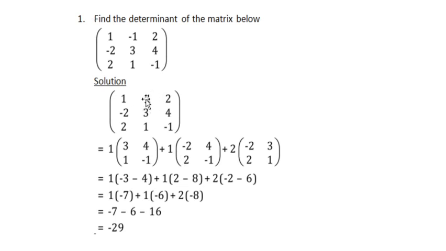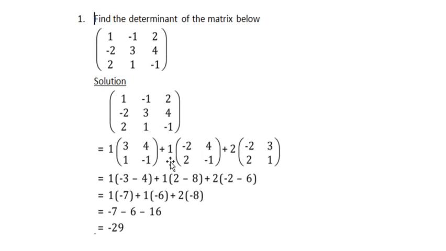Then you go to the next, minus 1. Remember the sign here is negative, so negative times negative is the positive 1 we have here. Then you cover this row and this column, so the elements that will be left are minus 2, 2, 4 and minus 1. Then the last element in the row is 2. You cover this row and this column, and you are left with minus 2, 2, 3 and 1.